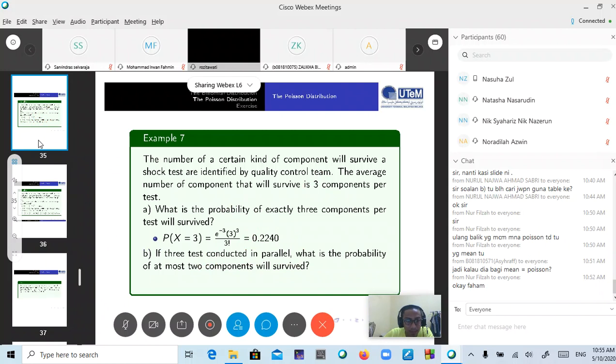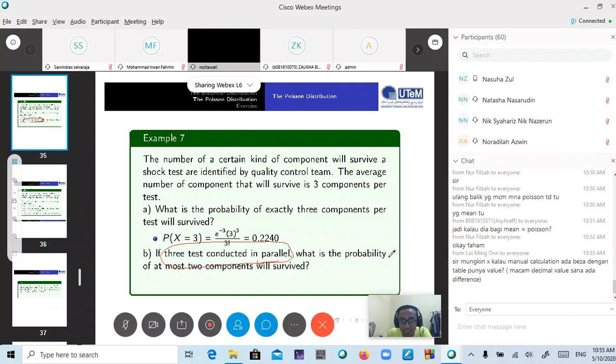Okay. B. If 3 tests conducted in parallel, what is the probability of at most 2 components will survive? Dia nak at most 2. Soalan dia adalah probability of at most, paling banyak. X less than or equal to 2. So, awak kena cari 3 benda ni: 0, 1, 2. Sebab at most 2.